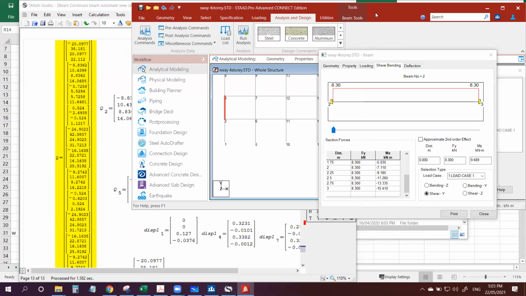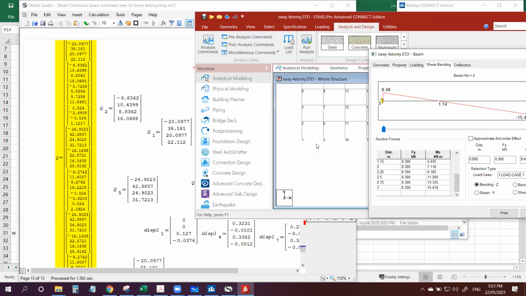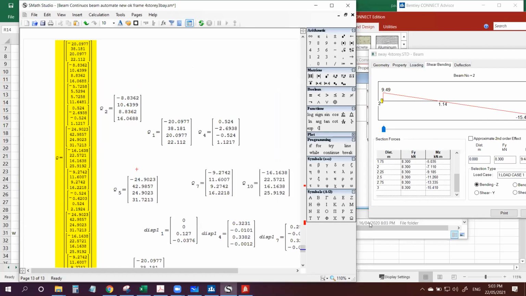And so shear is 8.3 in STAAD. In our code, we're getting 8.8. Okay, how about the bending? STAAD gets 9.5 and 15. In our code, we're getting 10 and 16. Okay. How about the displacement?